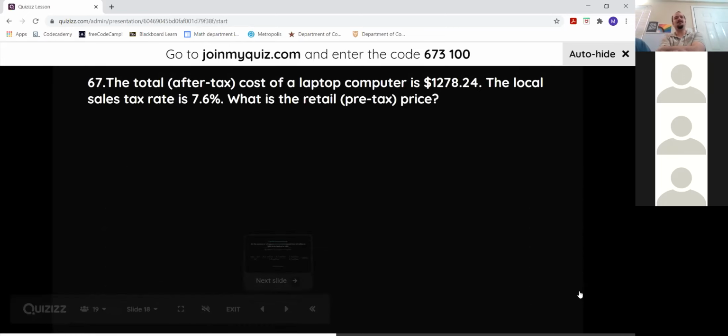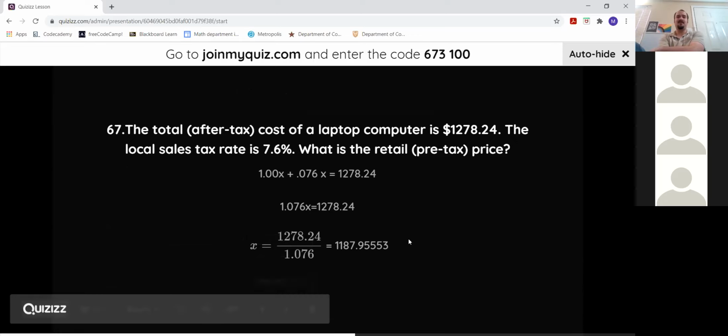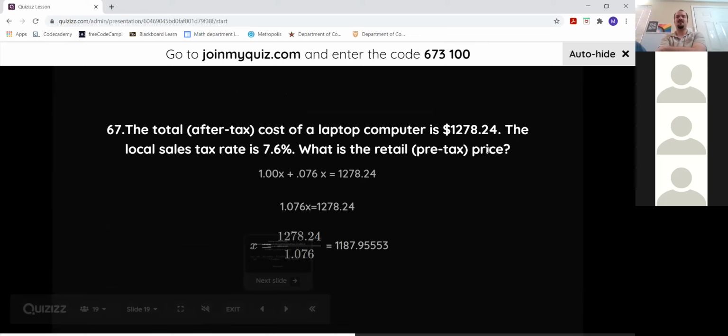So we got a slide right here. What we're doing is what I was talking about, right? We're taking the pre-tax price. I don't know what it is, but I know it's 100%. I know I'm taking 7.6% of it. If we look at this, we can also combine it. This is like what I'm saying with the 8.5.